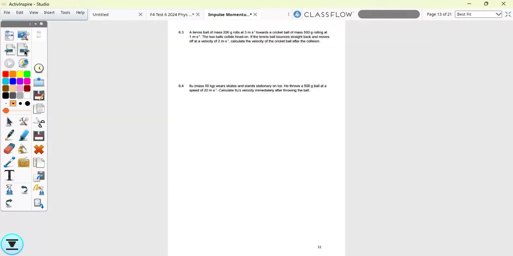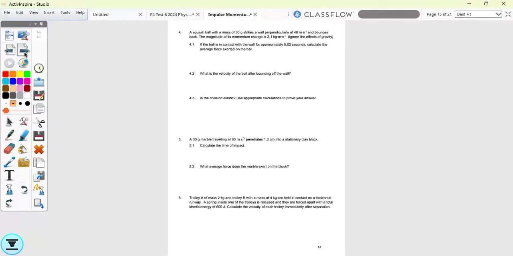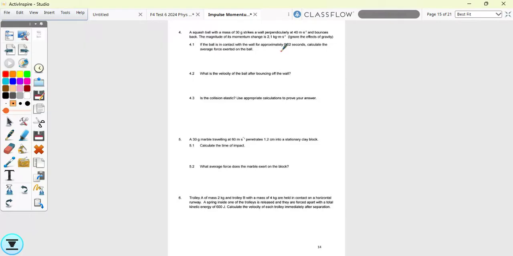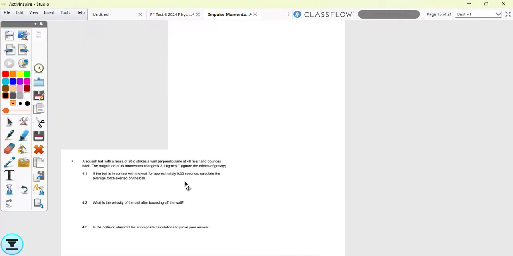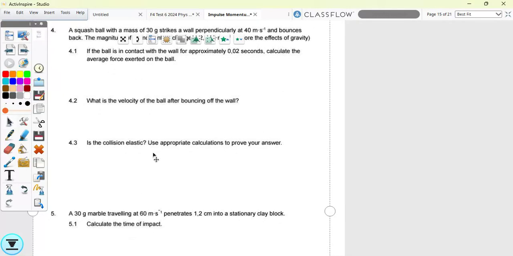I want to do, so there's a few examples at the end. I must remember to send you the answers for these before you write your test. I just want to do an elastic collision one. Yes, number 4. Let's do an elastic collision one before we go to the test. Number 4 does ask for elastic collision.